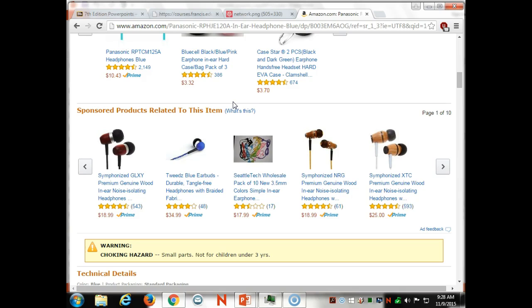Very good, sponsored. So this company, whoever this is, Seattle Tech Wholesale, said, hey, when someone is looking at these earbuds, we would like you to put our product there as sponsored products related to this item. And she's right. They paid to put this out here, yes? They paid because they said, hey, we know at this point someone's actively searching for this.